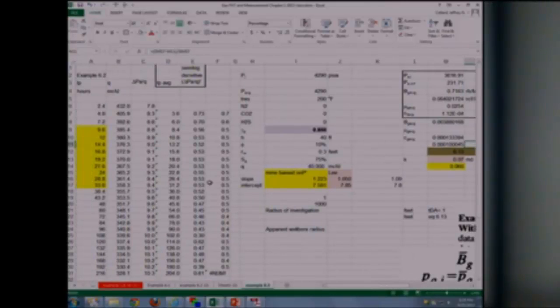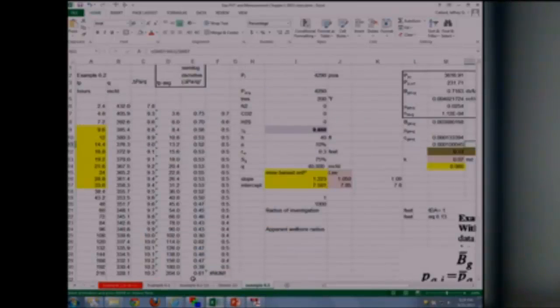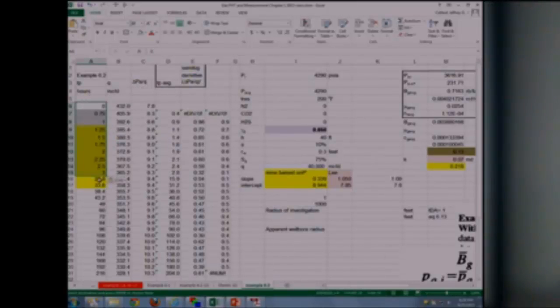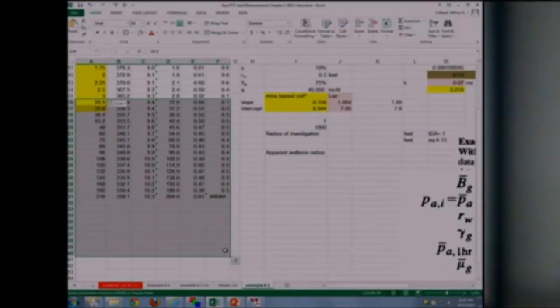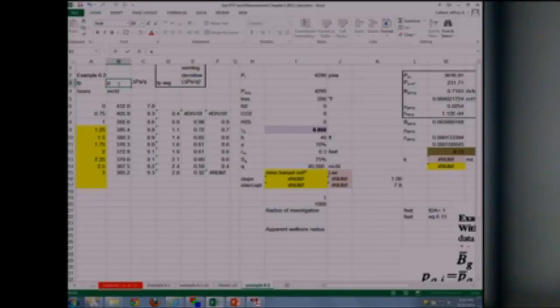Okay, now I'm going to put in the time data. I just happen to have this already worked from the previous year. Here's my hours. And I'm going to be putting in pressure. Of course, everything's going to go to heck here in a second.